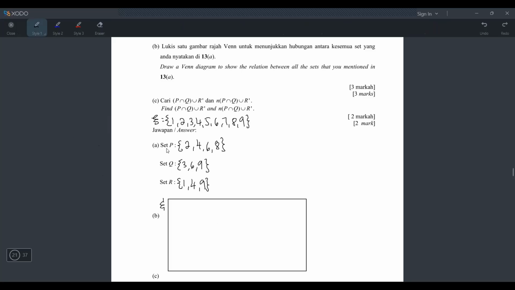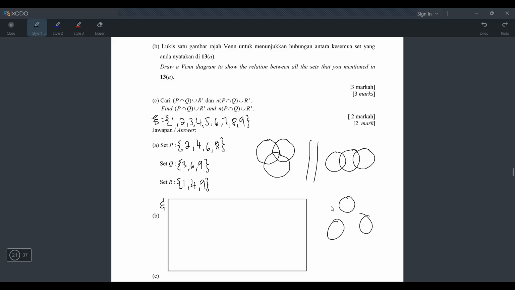But let me tell you, if your P, Q, R have 3 sets, and if they have intersection, it can either look like this or it can look like this. But if there's no intersection, of course, you can separate all 3, or maybe 2 and 1 separate, something like this, right? But if they have intersection, they usually look like this, or like this, or maybe like this. It can look like this also, right? It means only 2 sets have intersection, the other one doesn't, right?